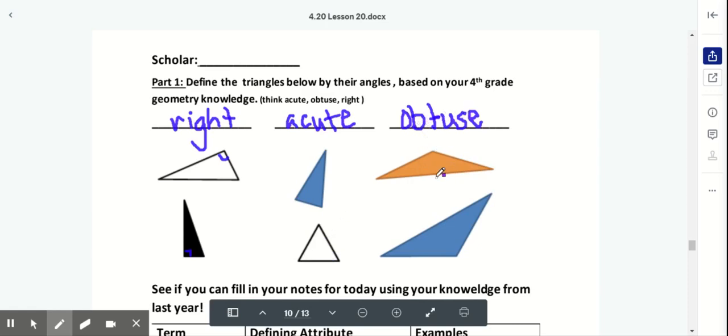Lastly, obtuse. That's clear because we have one angle that is much larger than 90 degrees, and then we have two angles that are smaller. So that lets us know that it is an obtuse triangle. That is the same for the second triangle also.